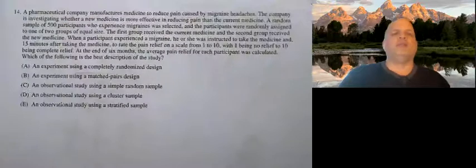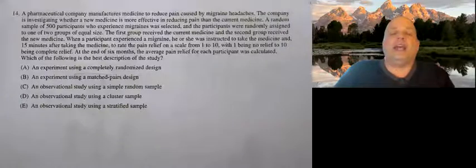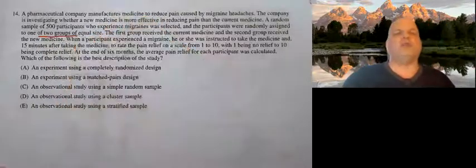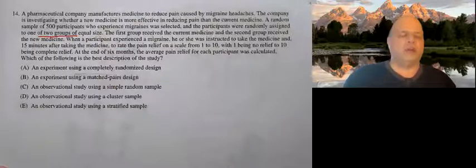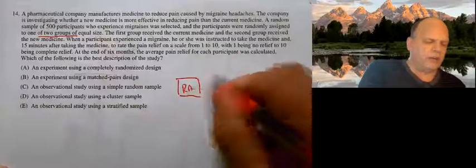Moving right along to number 14. A pharmaceutical company manufactures medicine to reduce pain caused by migraine headaches. The company is investigating whether new medicine is more effective in reducing pain than the current medicine. A random sample of 500 participants who experienced migraines was selected, and the participants were randomly assigned to one of two groups. So we're placing them in two groups of equal size. The first group received the current medicine, and the second group received the new medicine. So we start off with a random assignment.